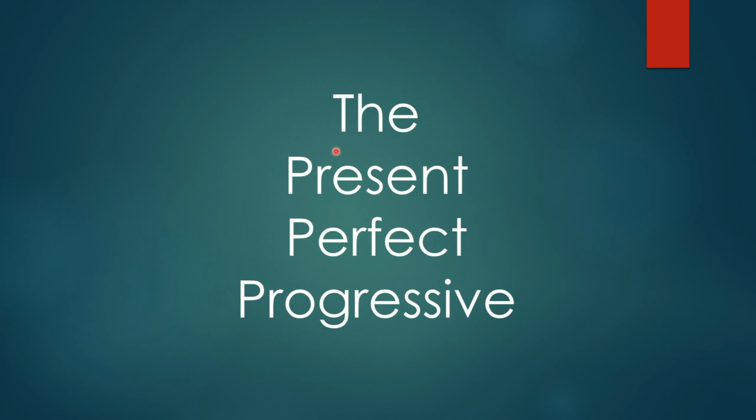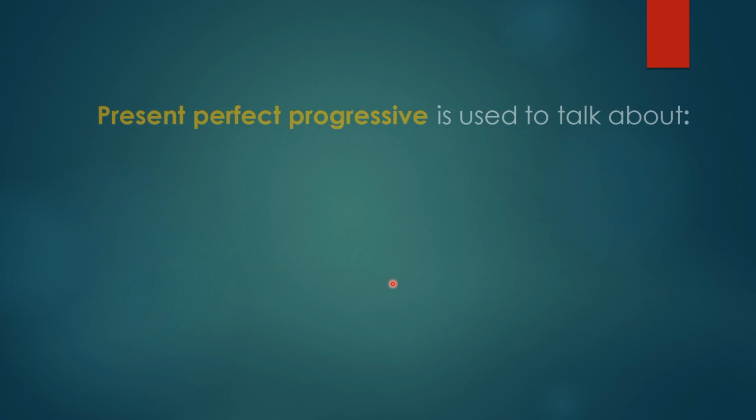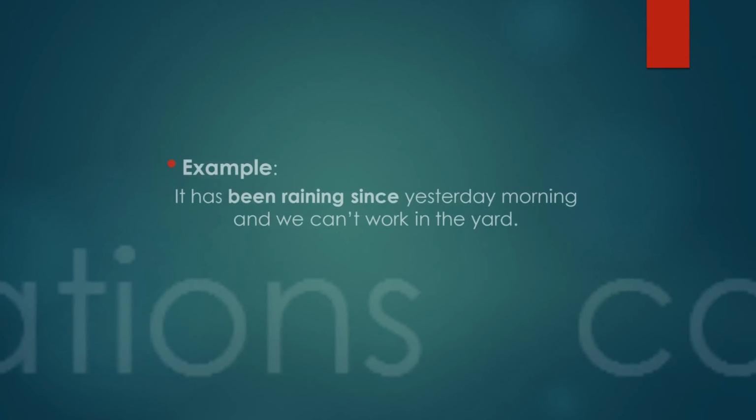And finally, the last present tense, present perfect progressive. Present perfect progressive on the time axis is shown like an action which was in progress up to now, and its function is actions and situations continuing up to present or just before the present.